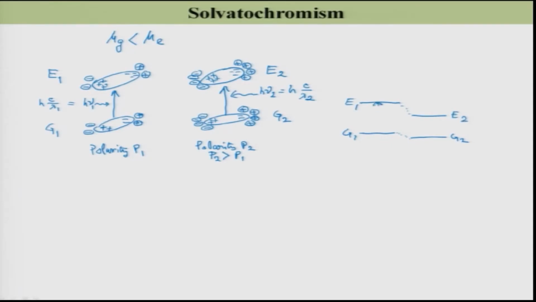So, you see here this energy difference is h c by lambda 1, and in this case this is h c by lambda 2, and this energy is less than this energy. That means lambda 2 is more than lambda 1, lambda 2 is greater than lambda 1. That means, in this case, as you can see, by increasing the polarity, the absorption spectrum is shifted towards the lower energy. Shifted towards the lower energy means longer wavelength.